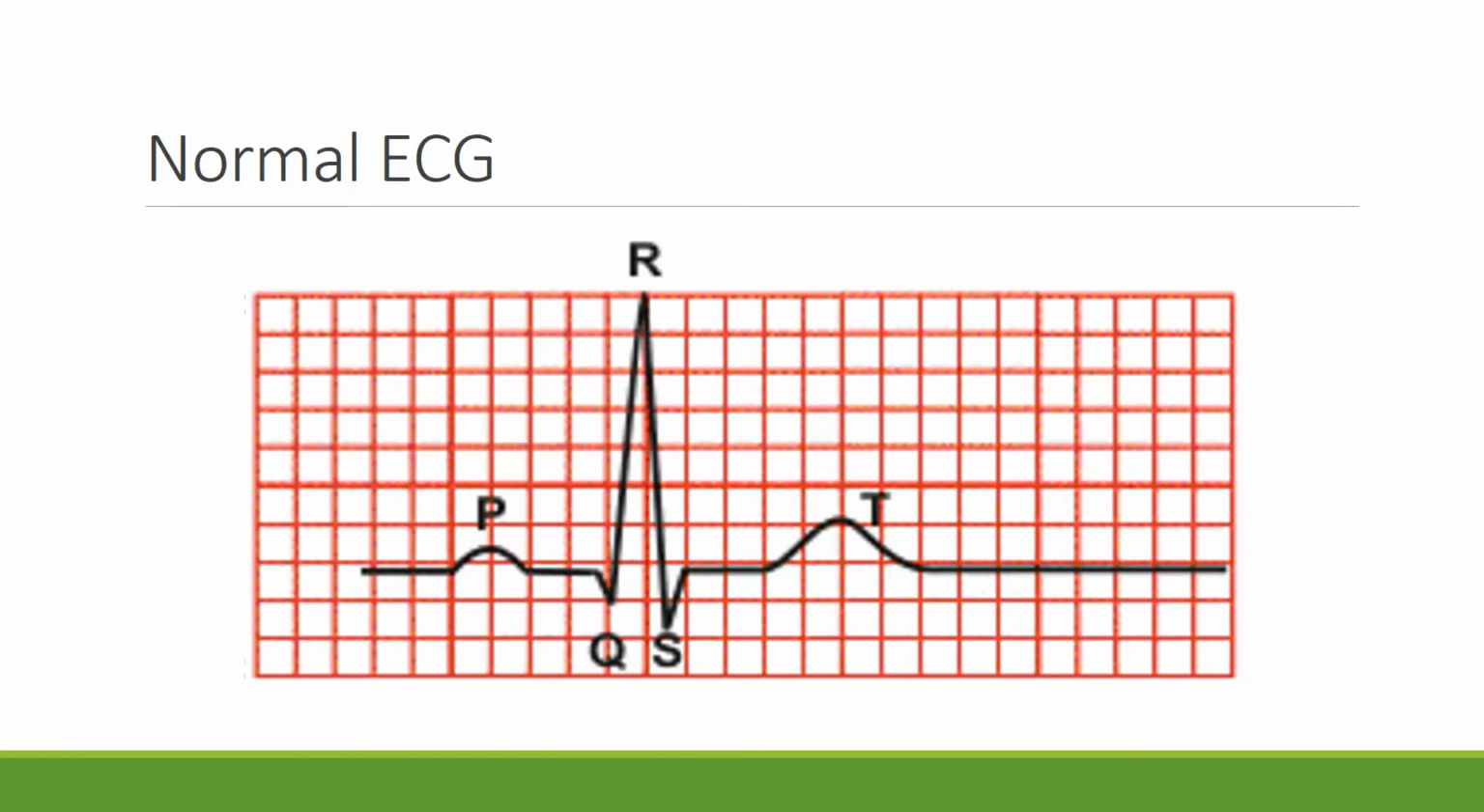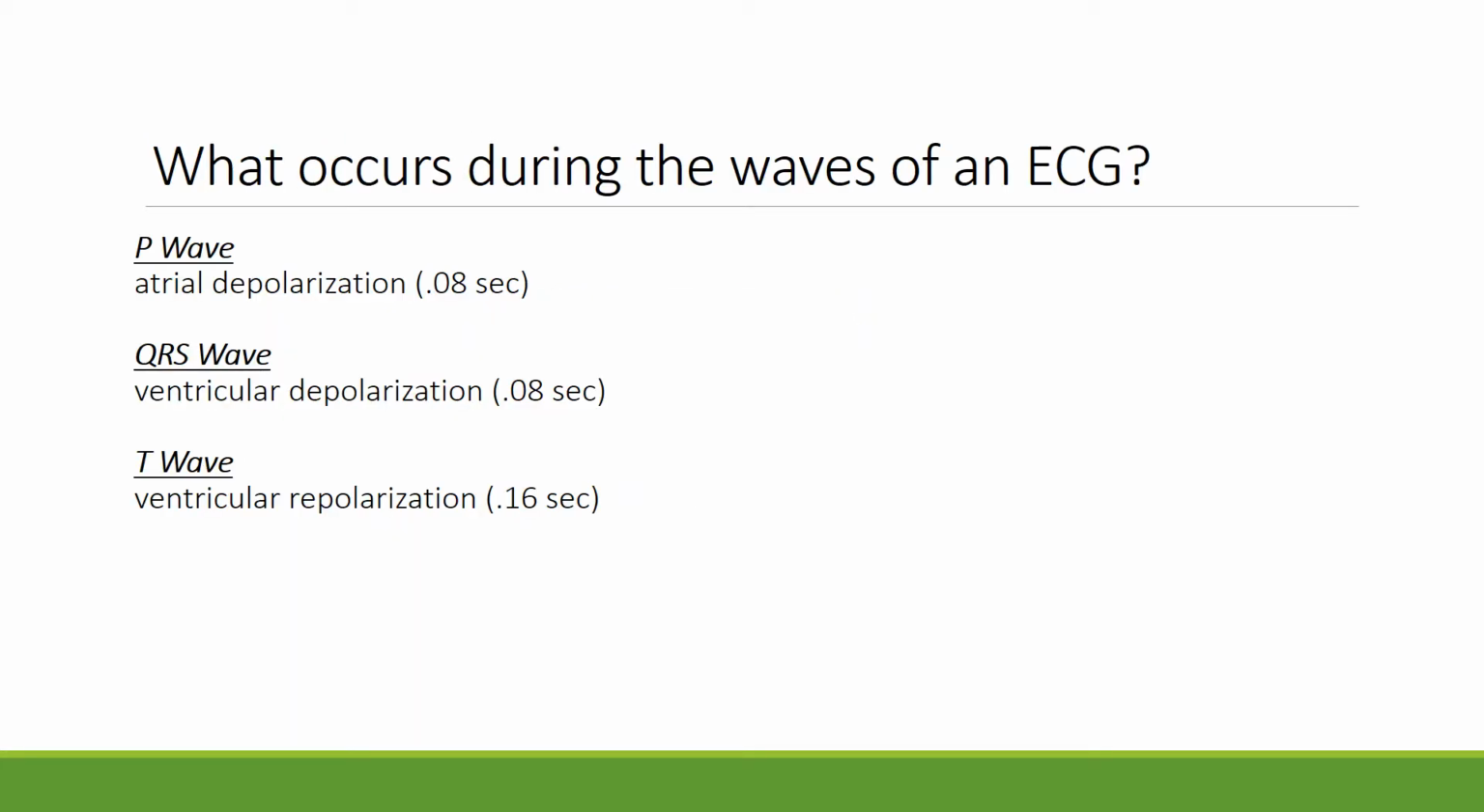Let's take a look at a normal ECG to see what each of these waves means. When you look at an ECG, you'll be able to see three distinct waves. The first is the P wave, and this is the time of atrial depolarization, and it lasts about 0.08 seconds or 80 milliseconds. The QRS wave is when ventricular depolarization occurs, and it lasts about 0.08 seconds as well, or 80 milliseconds. The T wave, the last wave, is ventricular repolarization, and it lasts about 0.16 seconds or 160 milliseconds.